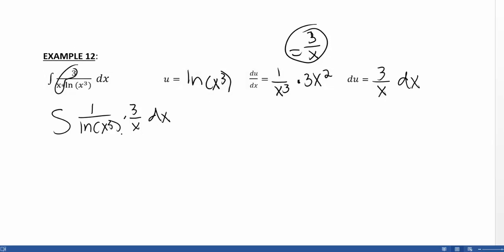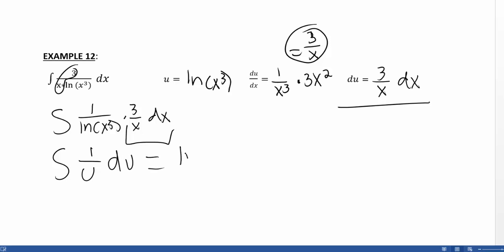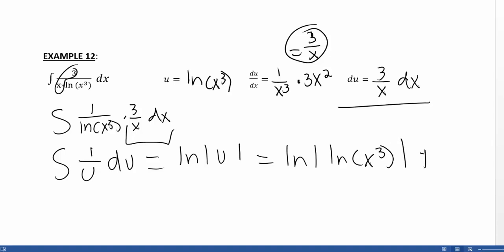So since u is the natural log term here, we have 1 over u. And then our 3 over x dx is exactly du. So we substitute that in. So here, again, when we take the antiderivative, we get the natural log of the absolute value of u. And here when we substitute in, we get the natural log of x cubed.